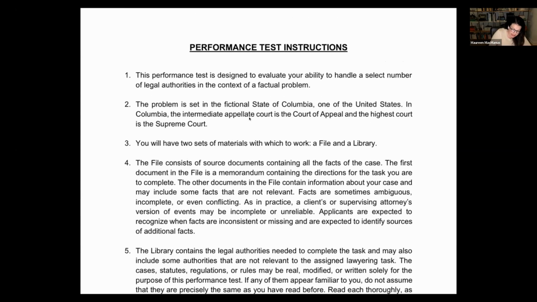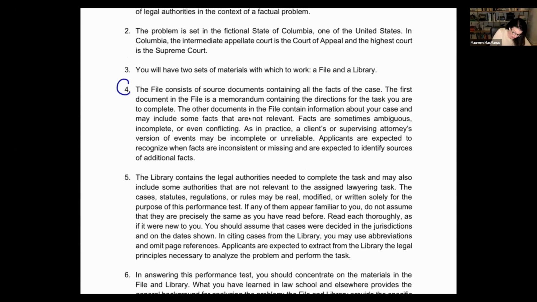One thing I want to point out is the PTs is instruction 4. So this is a change they made to the bar exam a couple of years ago. And instruction 4 says what you need to pay attention to is this. Facts are sometimes ambiguous, incomplete, or even conflicting. As in practice, a client's or supervising attorney's version of events may be incomplete or unreliable. Applicants are expected to recognize when facts are inconsistent or missing and are expected to identify sources of additional facts. So you should always be on the lookout for a factual issue like this and be ready to address it if it's there. I just wanted to point out that particular instruction because not everybody is aware of that.